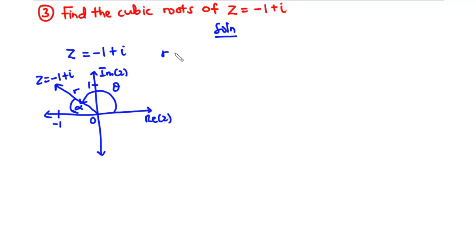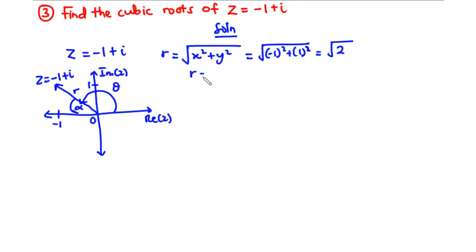Now let's find the values of r and theta. So we have r to be equal to the square root of x squared plus y squared. So that is equal to the square root of -1 squared plus 1 squared. So that becomes 1 plus 1, the square root of 2. So we have r to be equal to square root of 2.